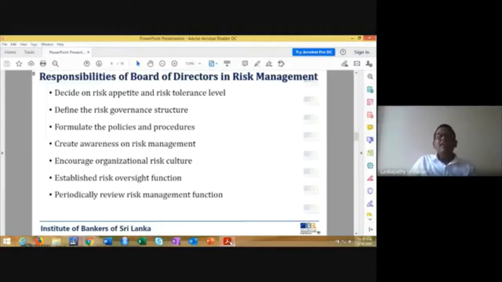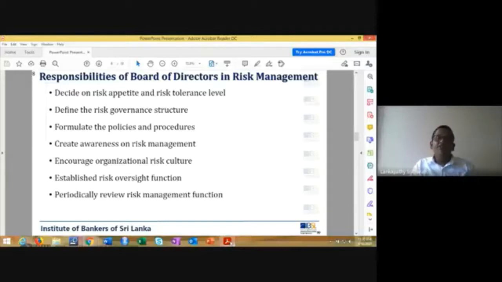Even in foreign banks, in Malaysia and Singapore, the finance institutions have a day called Risk Management Day, where they arrange several seminars and awareness programs to create awareness on risk management. So the board of directors has the responsibility for that. And encouraging the organizational structure and risk culture is also a responsibility of the board of directors.